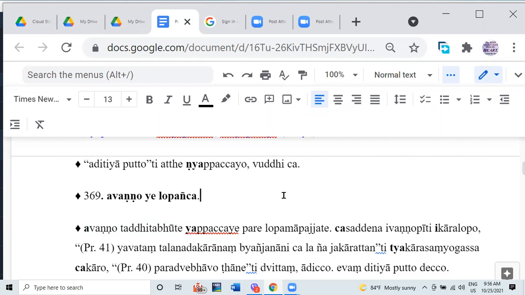Sometimes, because they are understandable, that step is skipped. There are many such things like this.